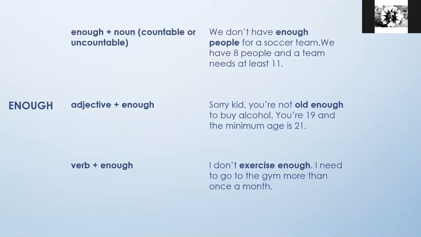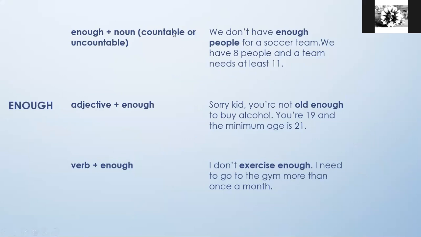Okay, look at this one here. Enough, and then plus noun, countable or uncountable. So you can use that. Enough can be followed by a noun. For example, we don't have enough people for a soccer team. We have 8 people and a team needs at least 11. So here is an example of enough followed by a noun.